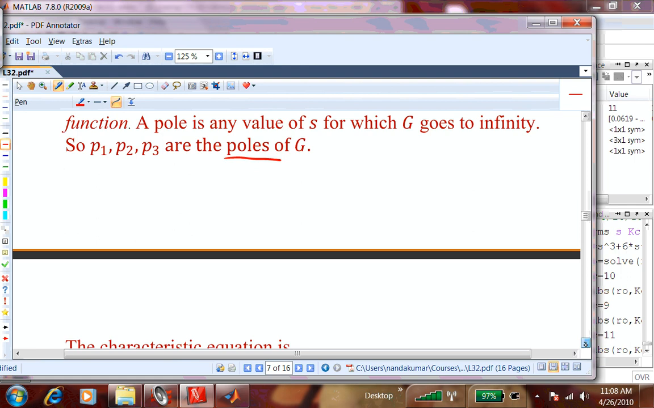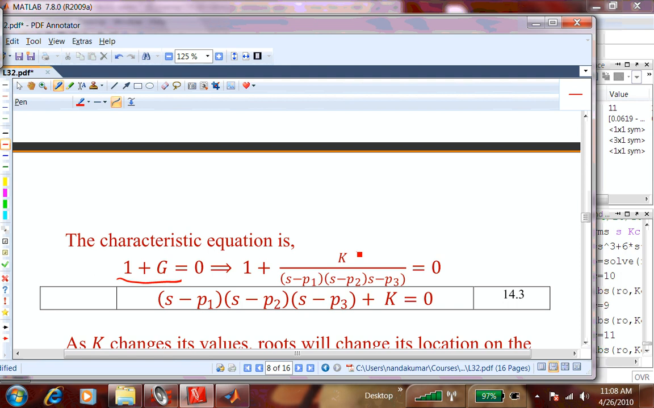Now, when you do that and plug it into the equation 1 plus G equal to 0, after this manipulation, that is K divided by (S minus P1)(S minus P2)(S minus P3), and then do the simplification, that is, cross-multiply and write the characteristic polynomial in the form shown in this equation. When do the poles become the roots of the characteristic equation? When K is equal to 0. When K is equal to 0, you have (S minus P1)(S minus P2)(S minus P3) equal to 0. Then the poles of the open loop transfer function become the roots of the characteristic polynomial also. That is typically the starting point.